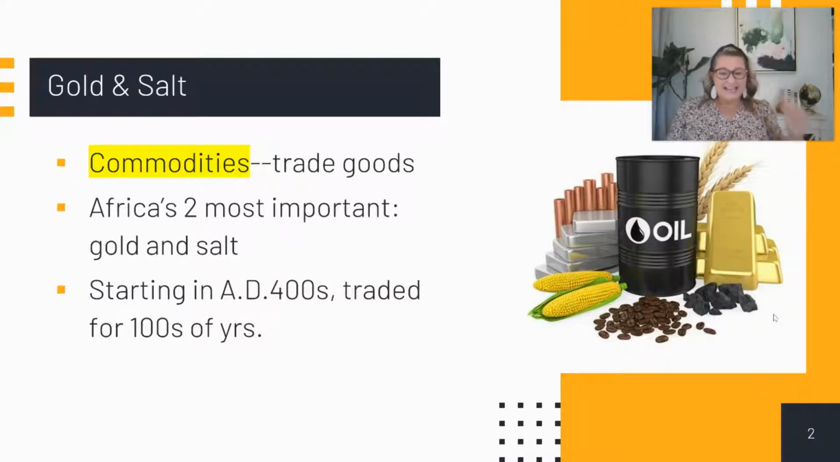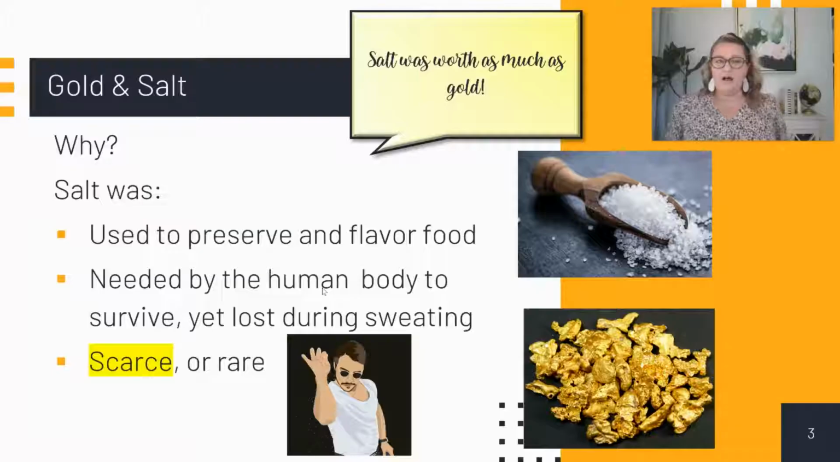Starting in the AD 400s, this gold-salt trade began, and it lasted for hundreds of years. In fact, it's still going on today. During medieval history in this part of the world, salt was worth as much as gold. Essentially, you could trade a pound of salt for a pound of gold equally. And why was that? Well, salt was really important.